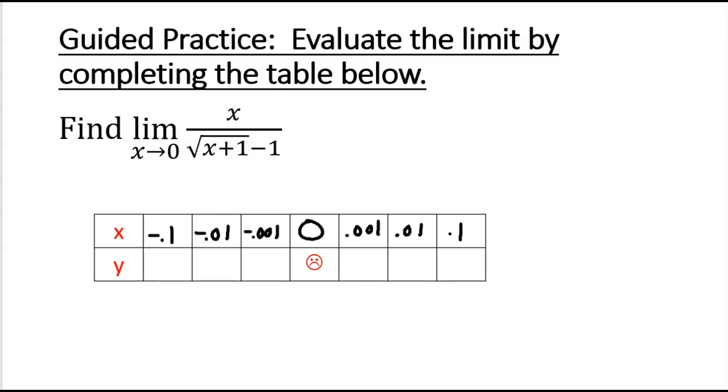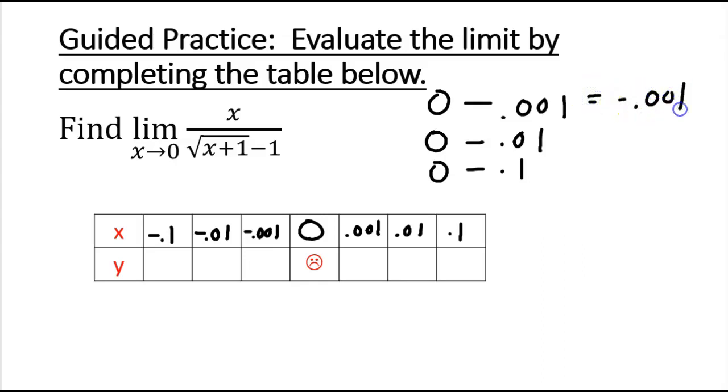Remember, to find the x values on the left, you're going to subtract 0.001. You're going to subtract 0.01, and you're going to subtract 0.1 from your c value. Now, if you do 0 minus 0.001, you just get negative 0.001, and that's why we have this number here. And if you subtract 0.01 from 0, you get this. And if you subtract 0.1 from 0, you get that. So that's where it came from.